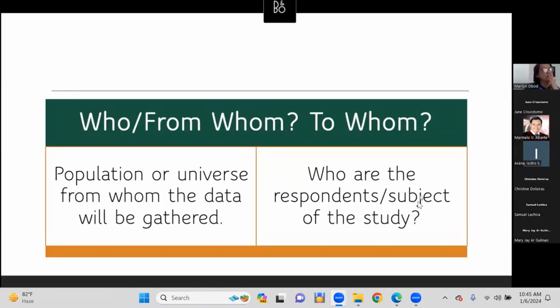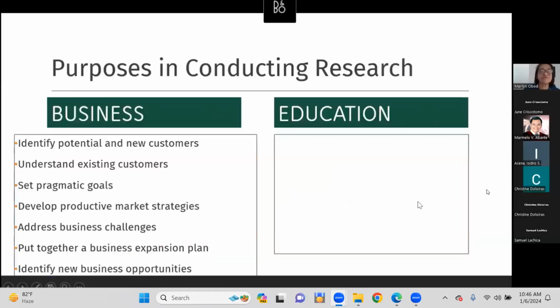Pag sinabi kunyari kasi, what's the difference between respondents and subject? So the respondents are the ones who are answering our questionnaire. But for example, in education, let's say the students are grades 1 to 3 and they cannot answer yet the questionnaire, but they are the subject of our study. So the respondents may be the parents or the teachers, but the subject of the study are the students. At pag ganun po, meron tayong tinatawag pang mga ethics na sinusunod yan. Okay? Next.